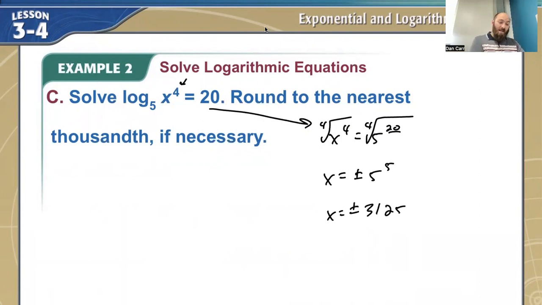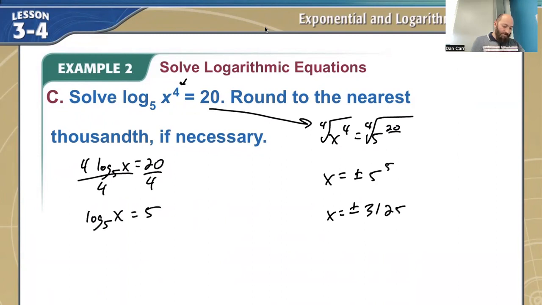Now, in this case, the negative does work because if I plug -3,125 into the original problem, raise that to the 4th power, that's fine. That turns into a positive number, and I can evaluate log base 5 of that. So here, the plus or minus does work in this case, because otherwise I would have done this. I would have done 4 times the log base 5 of x equals 20. Divide both sides by 4, so I have log base 5 of x is equal to 5. x is equal to 5 to the 5th power, which is the same as 3,125.